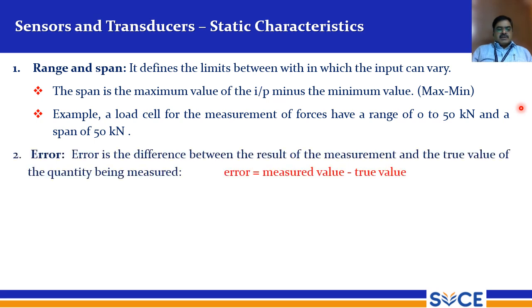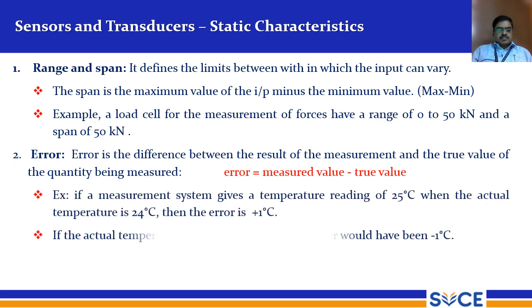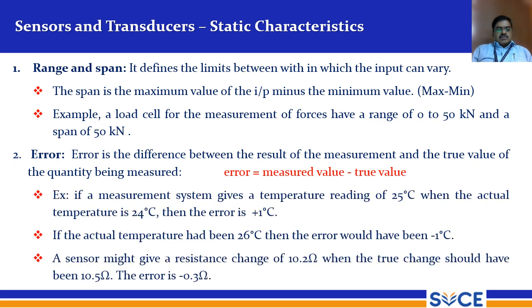Here error is the difference between the result of measurement and the true value of the quantity being measured. So the error is measured value minus true value. It can exist in terms of positive as well as negative.